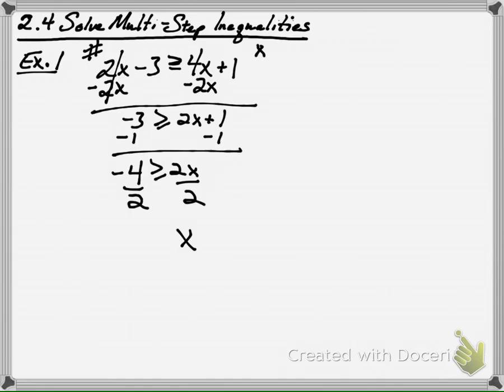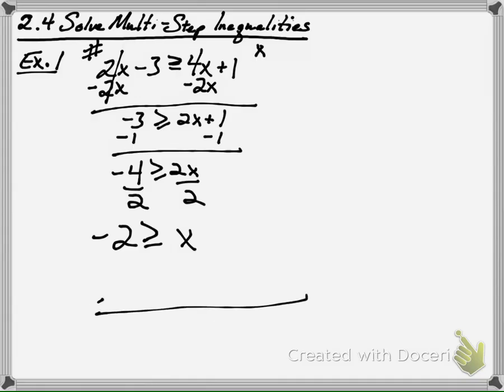Ooh, wait, hold on. We're dividing and there's a negative. Do I need to flip that sign? Good. You weren't fooled. You're not dividing by a negative. You're dividing by 2. And that's not a negative. We are dividing a negative 4, so we have to keep in mind a negative divided by a positive is a negative, but we don't have to flip our inequality sign.